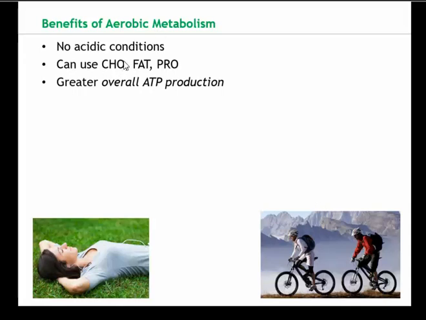Next is we can use carbs, fats, and proteins. CHO, if you see that, is an abbreviation for carbs. We see fat, and then PRO, protein. So where glycolysis can only use carbohydrates as a fuel source, this system can metabolize fat and protein. We have a greater amount of ATP production per glucose molecule or per amino acid or free fatty acid. So greater capacity, but less ATP produced per second. ATP is produced at a slower rate, but we have a larger amount of it. So it's a more efficient system for longer duration exercise.